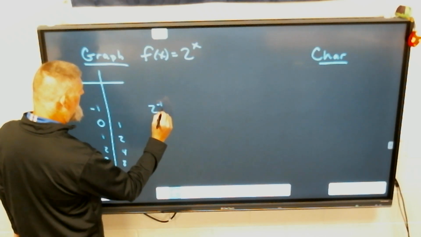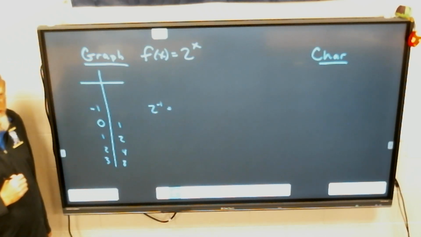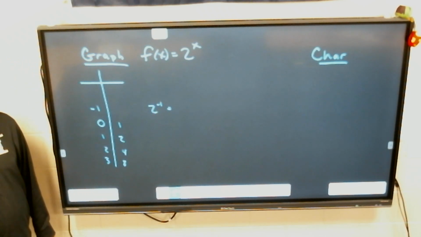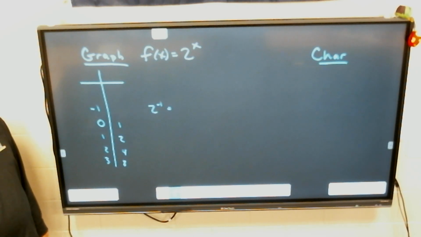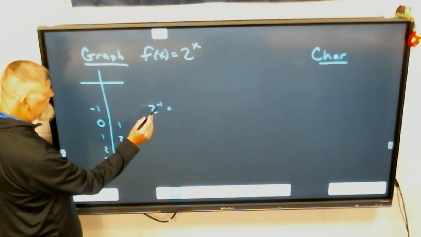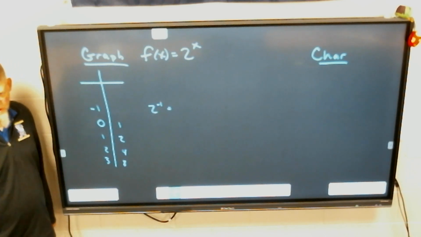Okay, well, on this one, let's look at some negatives for x. Let's make the exponent negative. What would happen if I put in -1 for x? What would 2 to the -1 be? Remember, this negative here has nothing to do with the negative out here. What's that negative exponent tell us to do?